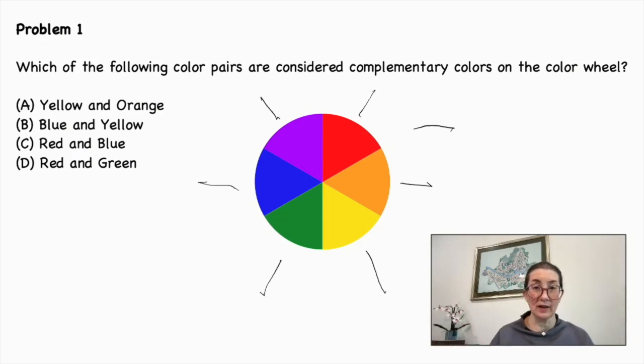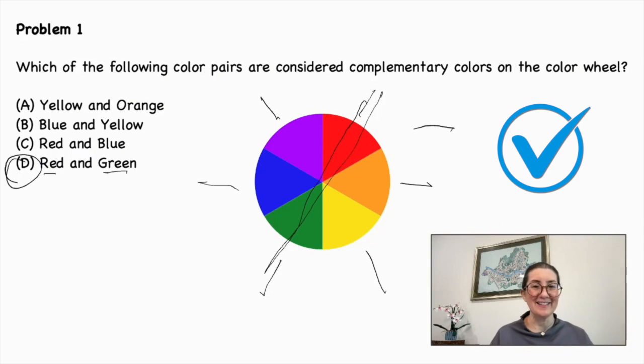Now, complementary colors are the colors that sit opposite each other on the color wheel. In other words, these colors help each other become more noticeable. They bring out the best in each other by making the complement stand out or become more vibrant. So in this case, we can see that red and green are opposite each other. So the correct answer is D.